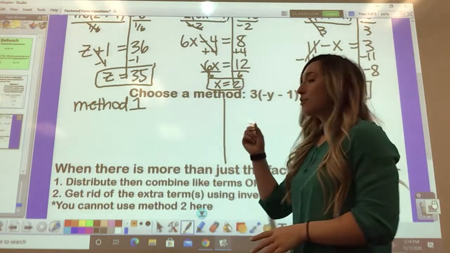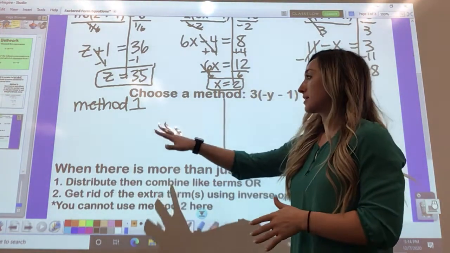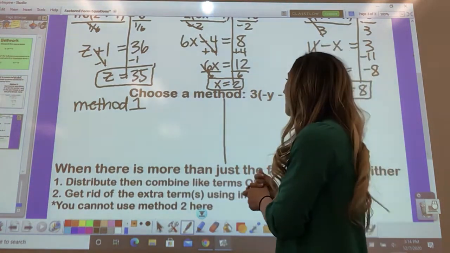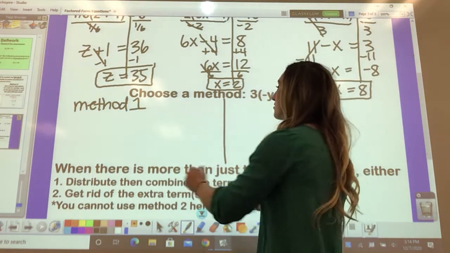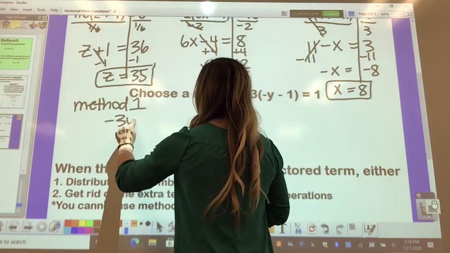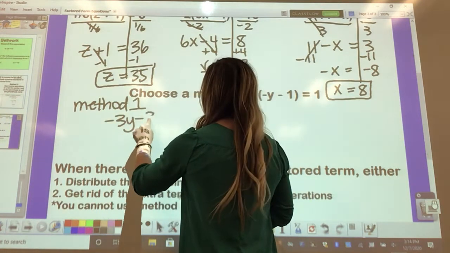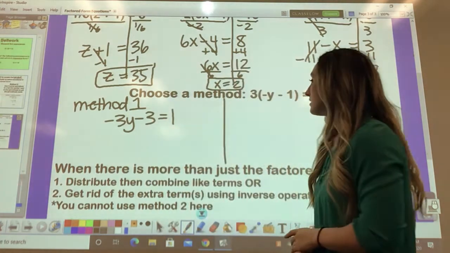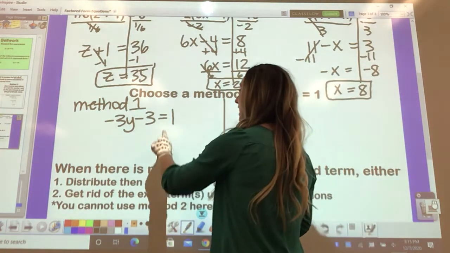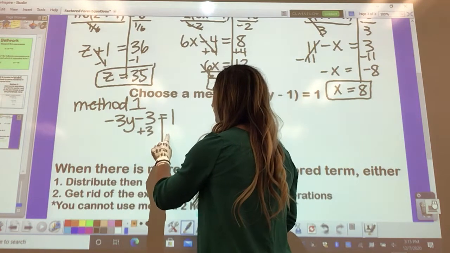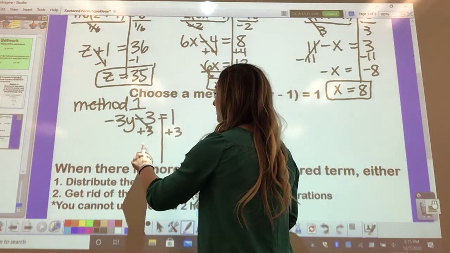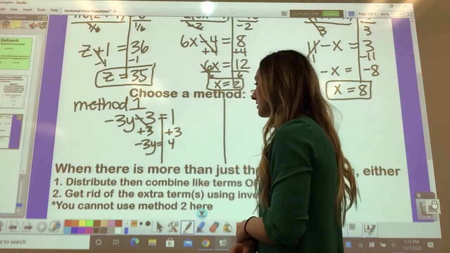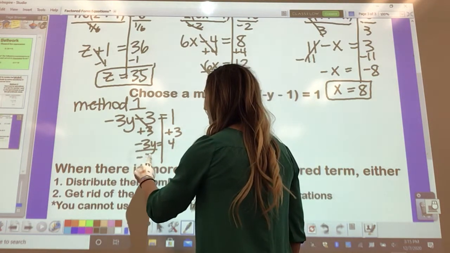All right, if you chose method 1 here, I'm going to show you how to do it. If you chose method 2, then I'll show you here shortly. But using method 1, you would distribute that 3 in to get -3y minus 3 equals 1. From here, you would add 3 on both sides to get -3y equals 4. And then divide both sides by -3.